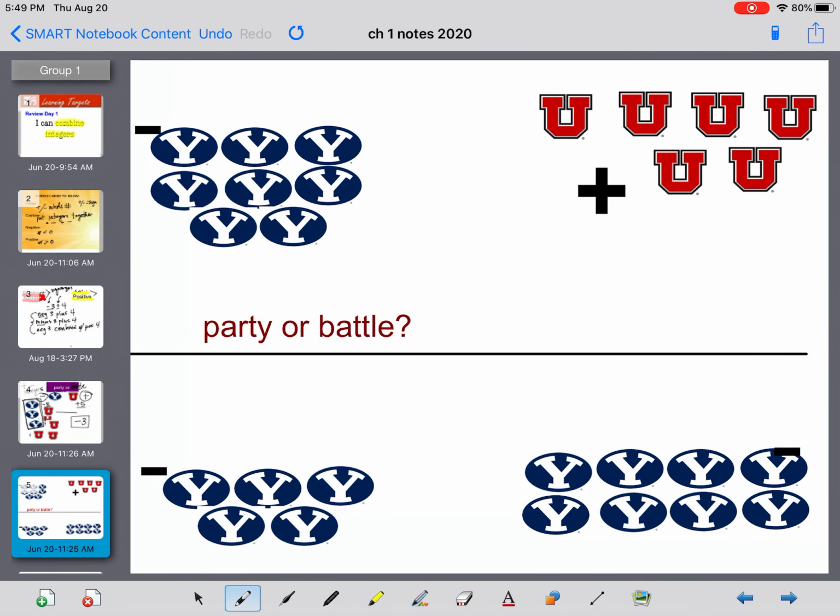Okay, over on this side, I'm combining a negative 8 with a positive 6. Is this a party or a battle? Well, this is a battle. I have 2 different teams here, positives and negatives, right? And so who's going to win this battle? The negatives, or the BYU team, right? Because they have more negatives. They have more people on their party. How many more do they have? 2. Negative 8 plus 6 is negative 2.